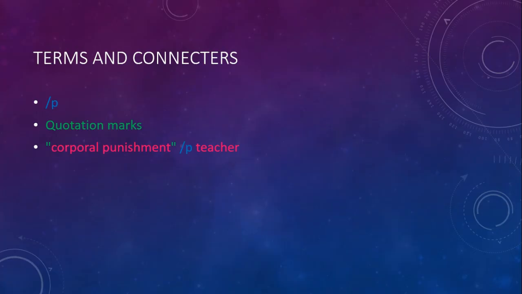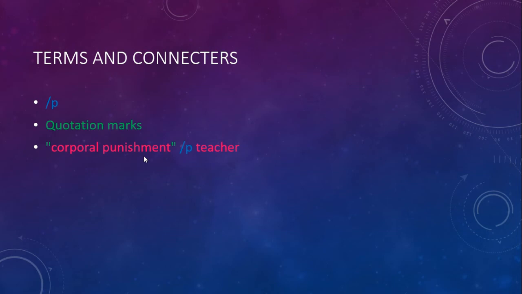So the next terms and connectors that we're going over is the /p, which is finding the first term in the same paragraph as the second term. We're going to use this in combination with the quotation marks. And what quotation marks do is it keeps two words together. So let's take just corporal punishment right here. Without the quotation marks, it would pull up all documents with corporal or with punishment. And that's not what we're looking for here. We're looking for the phrase, the term corporal punishment, because what that means is physically disciplining someone. And so that's what we're looking for.